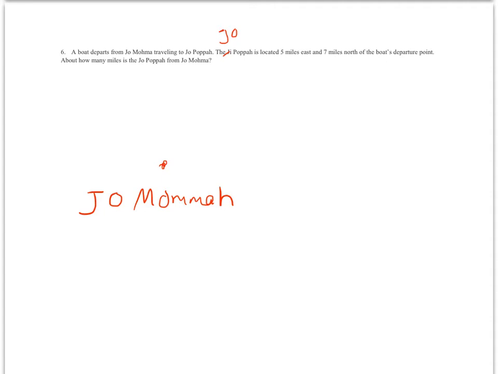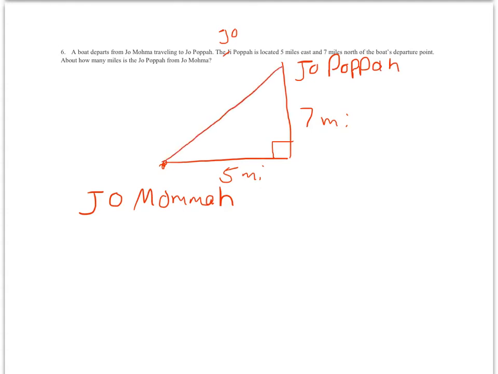From the starting point, we go 5 miles east. We'll assume that's horizontal to the right. 7 miles north, we'll assume that is vertical 7. What we cannot assume, and we know for sure, is that this makes a 90-degree angle. So up here is Papa. The question is, how many miles from Joe Mama to Joe Papa?